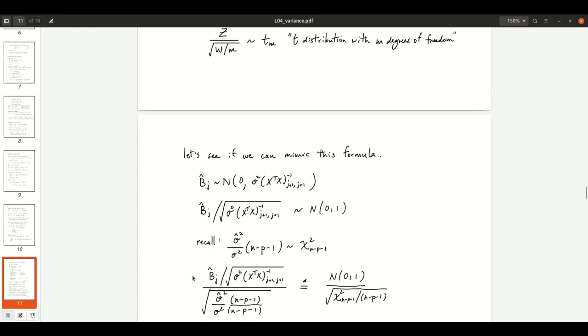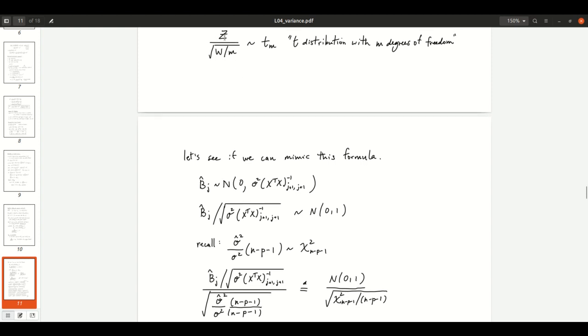All right, so let's form the following thing. It's going to have a numerator and a denominator. In the numerator, we're putting b hat j divided by the square root of sigma squared times the rest. So this thing in the numerator has a normal 0, 1. Okay, so we're on the right track because Z has a normal 0, 1 in the t-distribution. And in the denominator, we're going to put the following. We're going to do this thing, which has a chi-squared n minus p minus 1, but additionally, we're going to divide by n minus p minus 1.